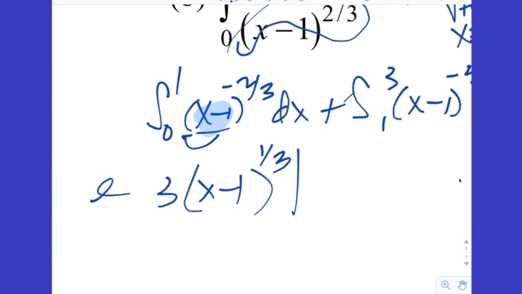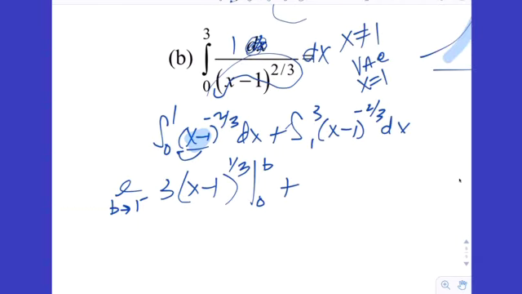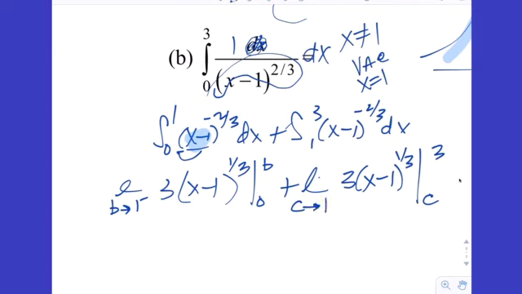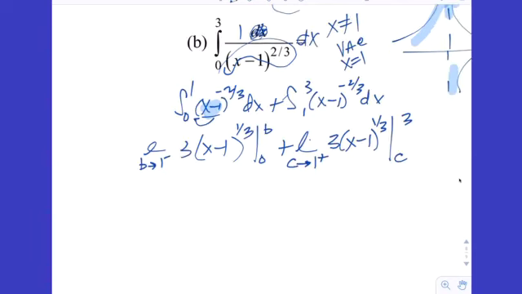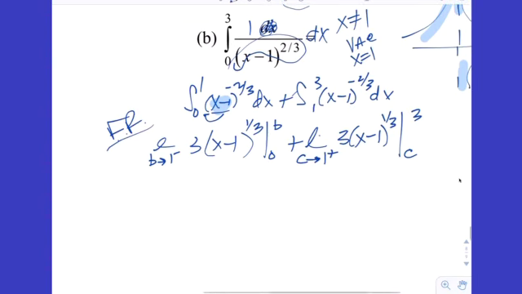So the limit as B approaches 1, this time we're approaching 1 from what side? From the left, and it'll be from 0 to B. I like it. Okay. Plus now we're going to get the same antiderivative, 3 times x minus 1 to the 1/3. But now we're going to go from, let's call it, I'll go C. Why not? C to 3, and now we're going to take the limit as C approaches 1 from the right side. Yeah. Okay, so that would be the free response notation, and it's good to do it that way.